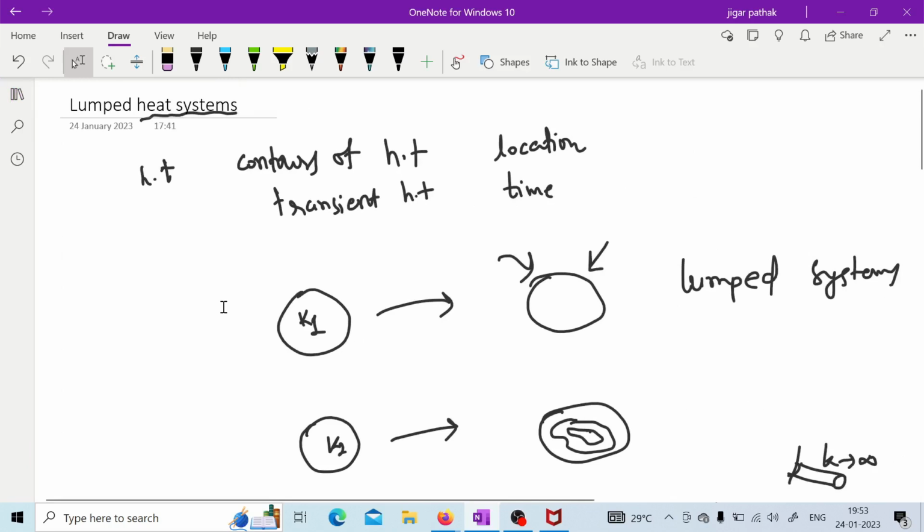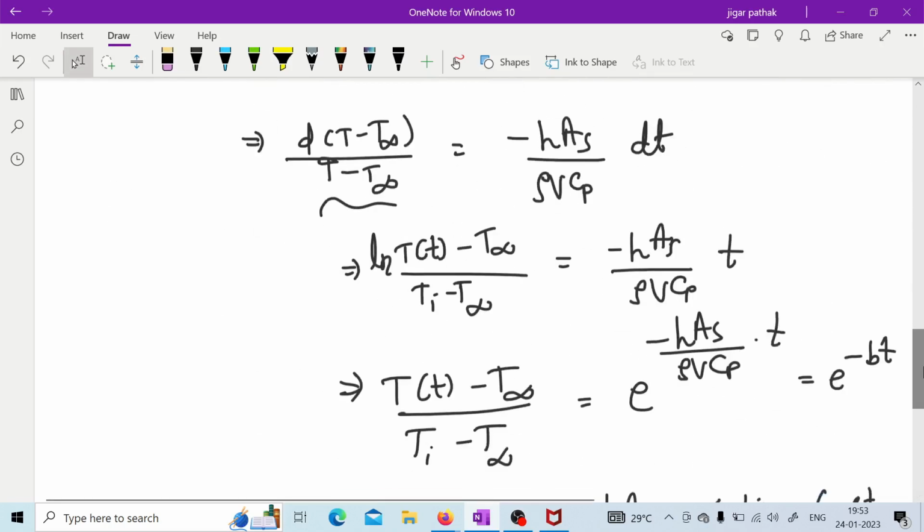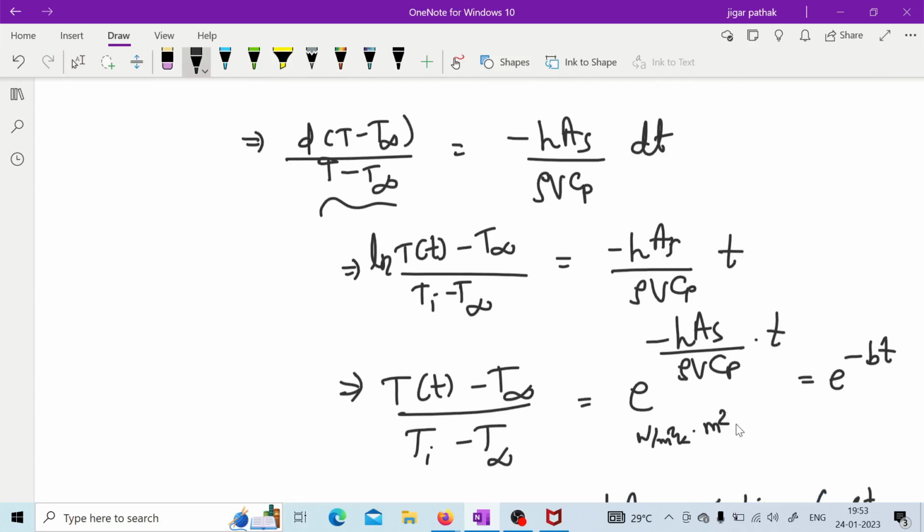You can put units of each and every thing, right? What is the unit of h? Watt per meter square per kelvin. Let us check, right? One second. Yeah, watt per meter square kelvin. What is area? Meter square. Then what is rho?